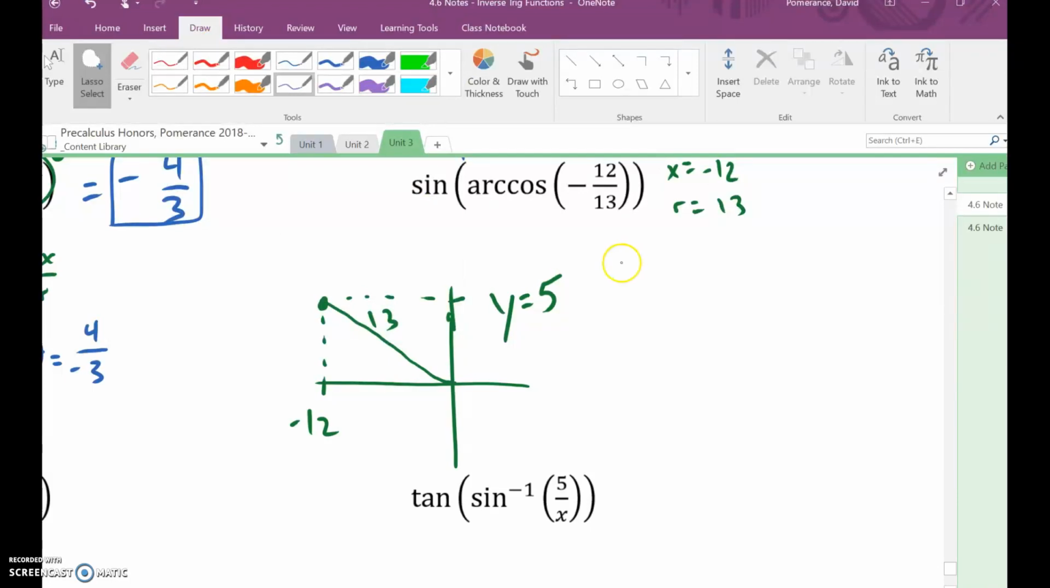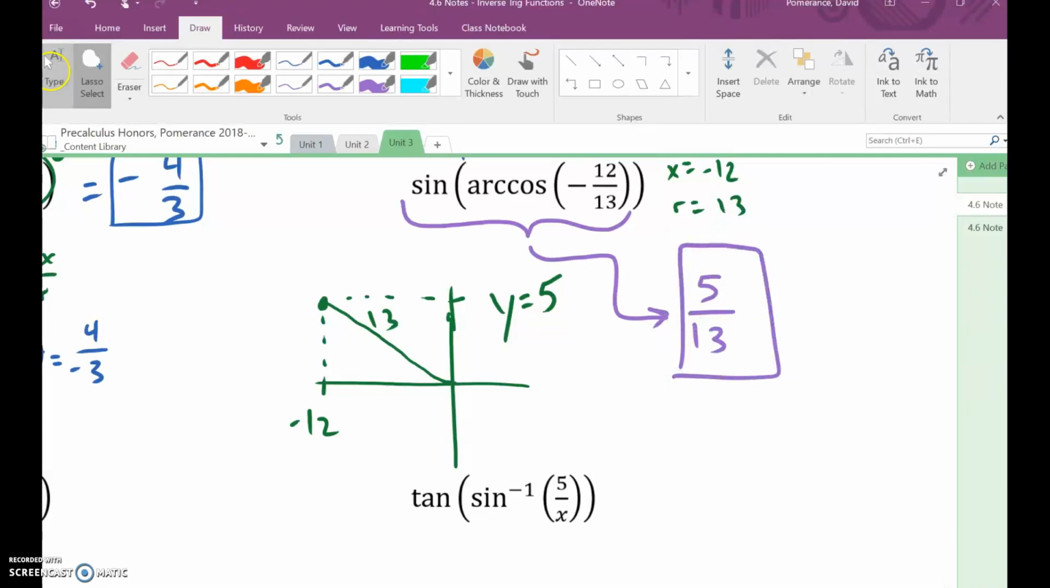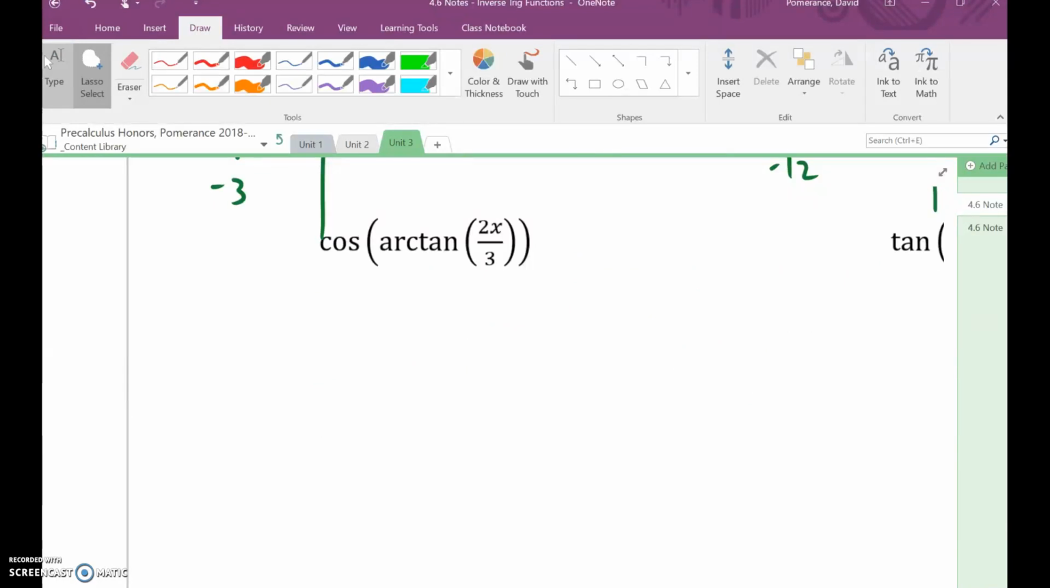so we can go ahead and answer sine of this value. So let's see, I'm running out of space, so I'll go down here. The sine is the y over r. We have a y value of 5 and an r value of 13, and that should be your final answer for that.